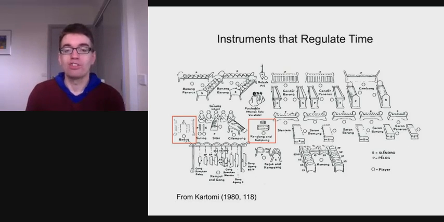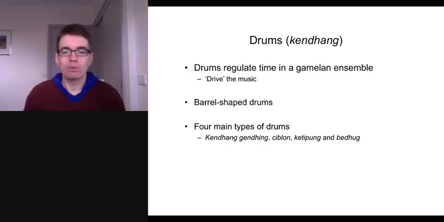Another type of instrument are instruments that help regulate time in a gamelan ensemble, and these are usually drums within the orchestra. So drums, also known as gendang, which is the general term for drum, although drums have specific names. Drums regulate the gamelan music and they help to drive the music in terms of tempo changes or signaling that a piece of music is about to finish. And usually when a piece of music is about to finish, the drummer will play a specific signal and the music will gradually slow down towards the end.